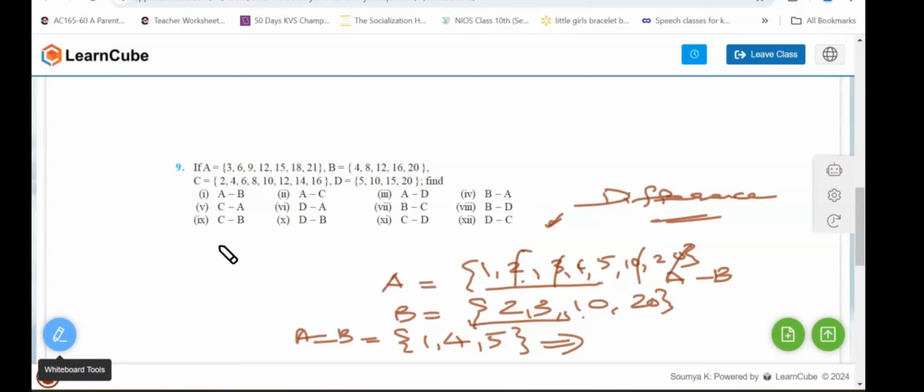So take care of that. This is how you have to do all these questions. A minus B and B minus A, both will be different. So sets are given here, A, B, C and D. Take that into account and do it.